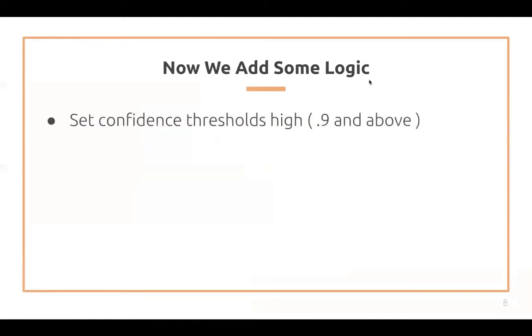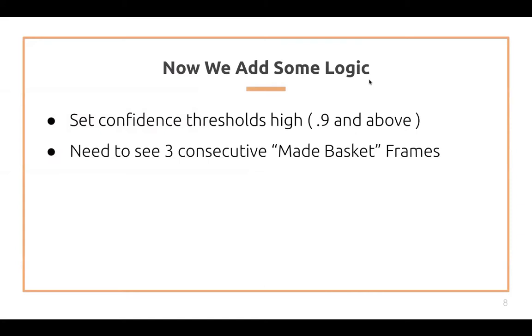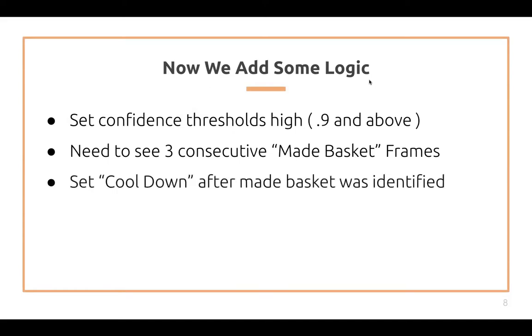So I added on some logic. One thing I did was set a very high confidence threshold. What I realized is that on actual true made baskets, my model was very confident. So by setting a high threshold, I was able to weed out a lot of the false positives. In addition to that, setting rules like needing to see 3 consecutive made basket frames before we actually count a basket weeded out a lot of the 1 or 2 frame inconsistencies I saw throughout the footage. And lastly, setting a cooldown after a made basket was identified prevented me from double counting any basket if there was a lot of commotion around the rim.